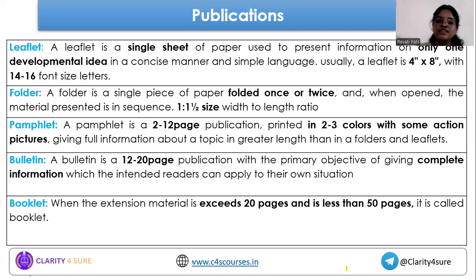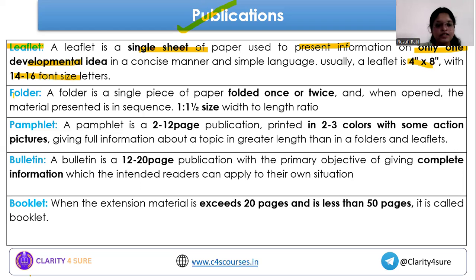So yes, the next is publication. Publication is under mass contact methods only. Here are 5 different publications which are used to reach the masses. So first is leaflet. Leaflet is a single sheet of paper used to present information on only one developmental idea. The leaflet is of 4 to 8 inches with a 14 to 16 font size letters.